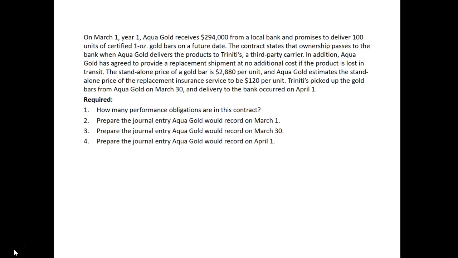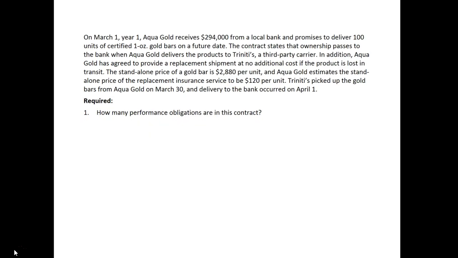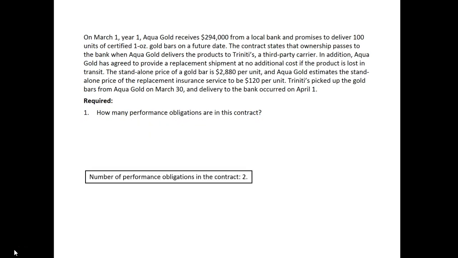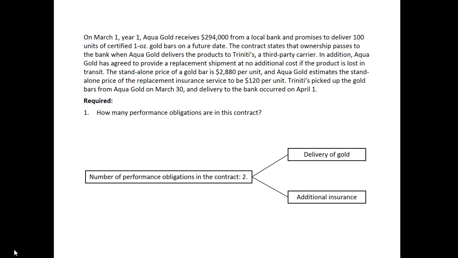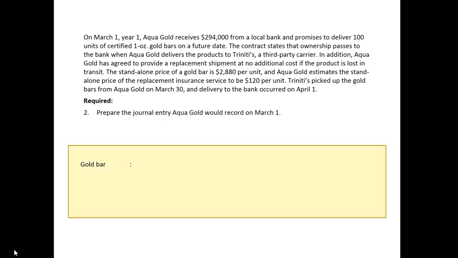Trinity's picked up the gold bars from Aqua Gold on March 30th, and delivery to the bank occurred on April 1st. First of all, how many performance obligations are in this contract? Then we're going to prepare the various journal entries. So we've got two obligations in this contract: the delivery of the gold and the additional insurance.